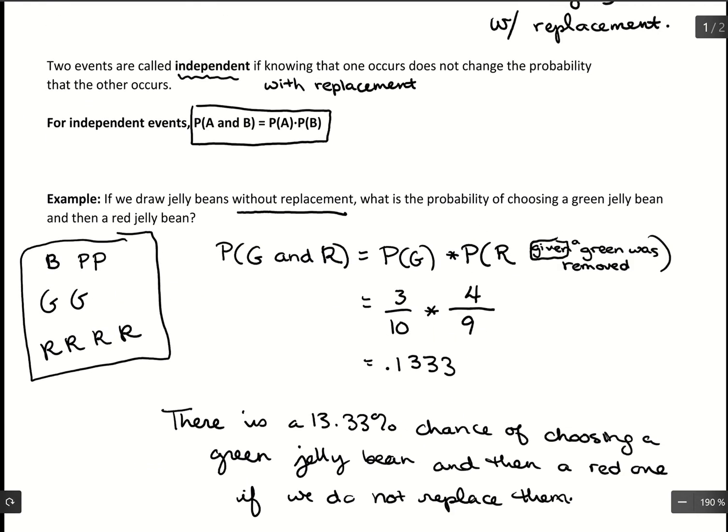So if they're independent, you just multiply the two probabilities. If they're not independent, then you just have to be careful with that second probability and how it has changed.